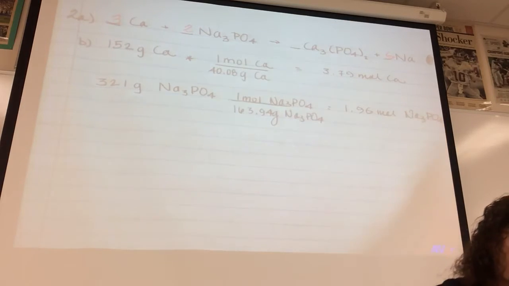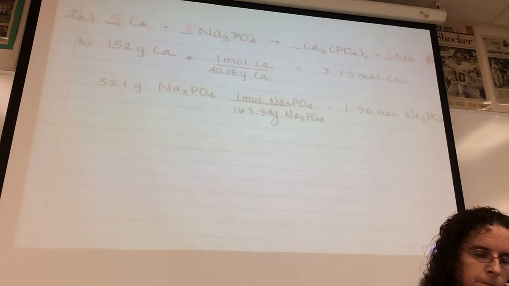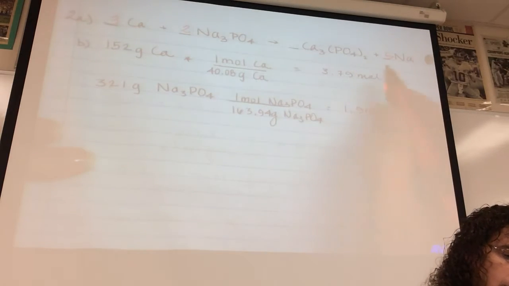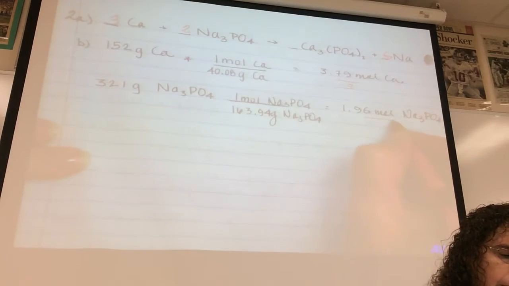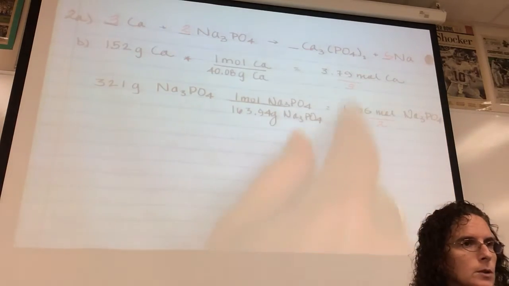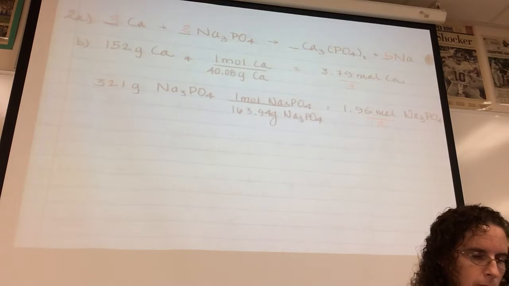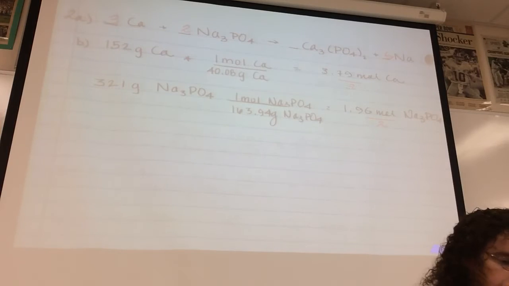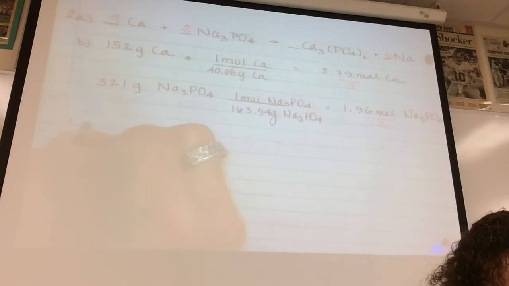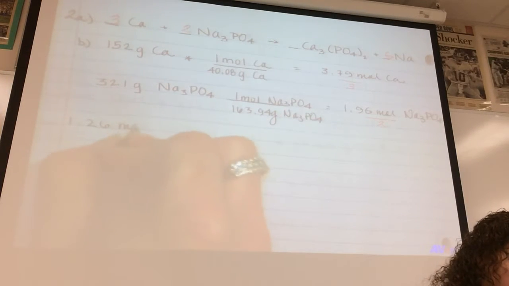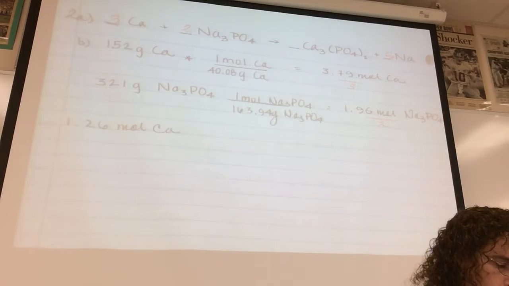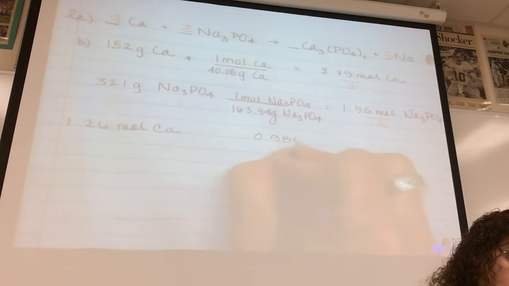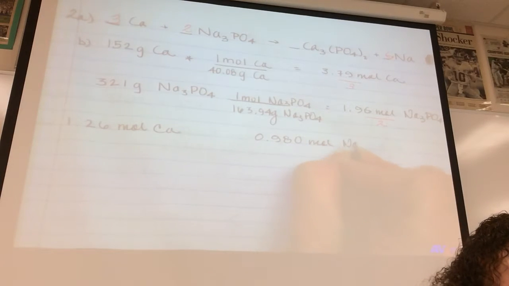So do I just compare those two numbers? No, I need to do what? Divide by their coefficients, right? And Faith, this will be an example. You'll see it right here of what's going to happen. So 3.79 divided by 3 is 1.26 moles of calcium. And 1.96 divided by 2 is 0.980 moles of sodium phosphate.